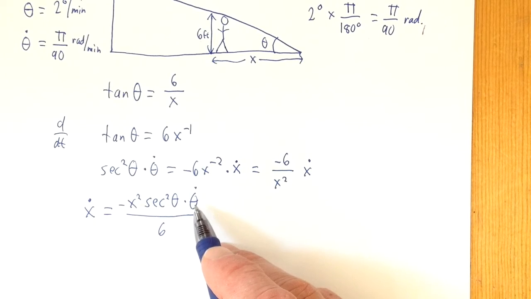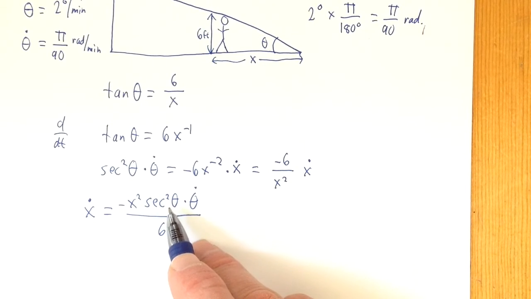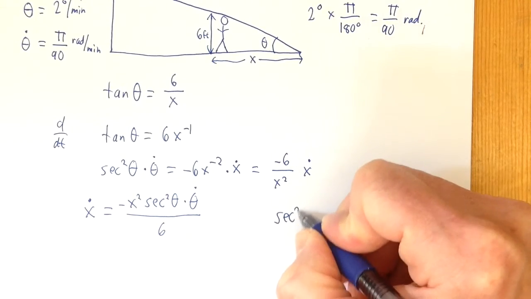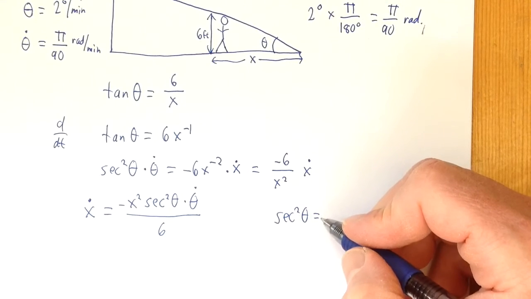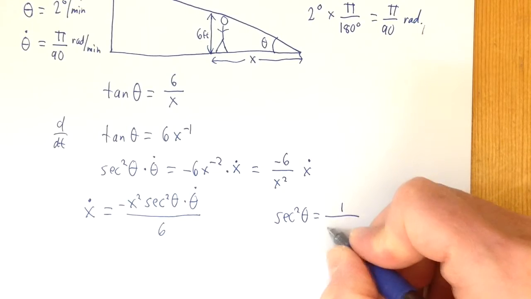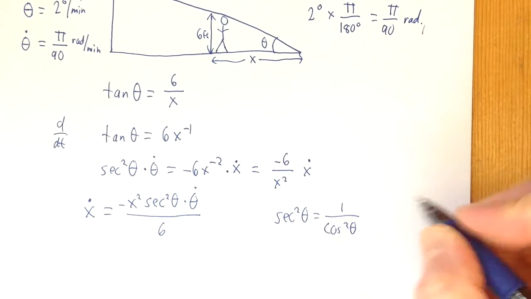We know theta dot is pi over 90. We don't know secant squared theta. We're going to have to figure out what secant squared theta is. So I'm going to do that over here. So secant squared theta is the same. Secant is 1 over cosine, because there's a co in every partner. So that's 1 over cosine squared theta.